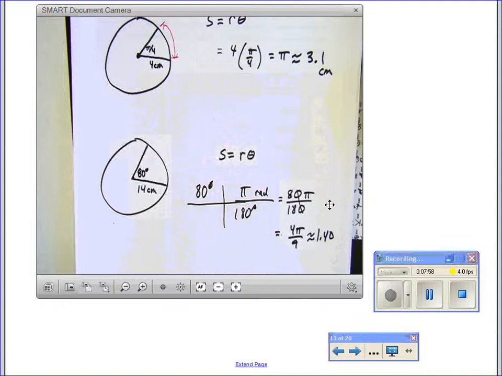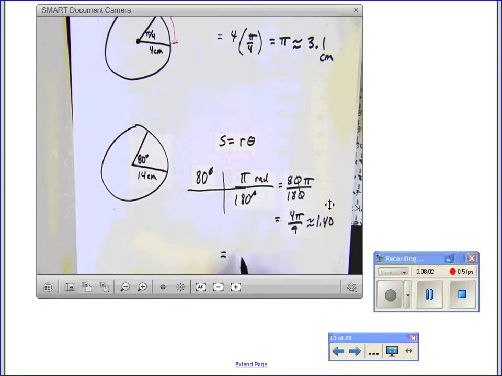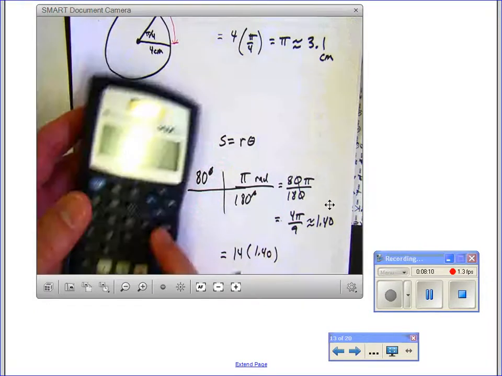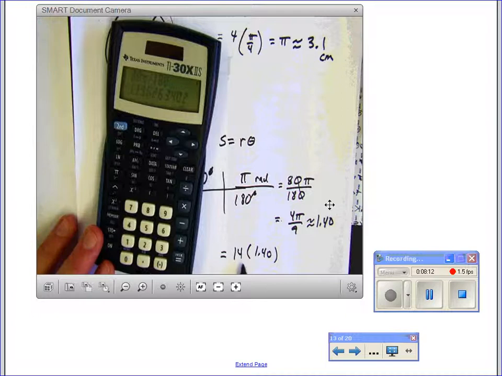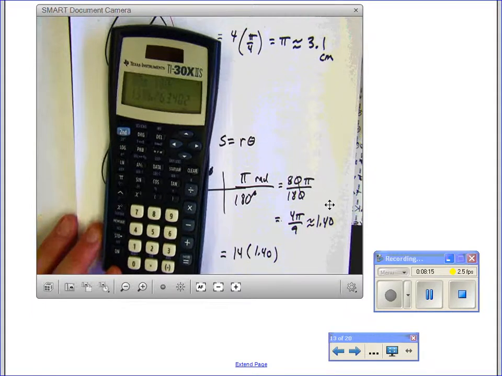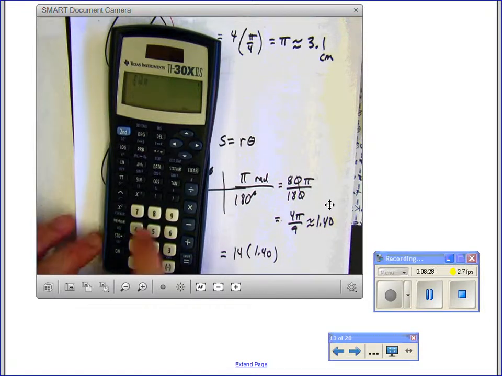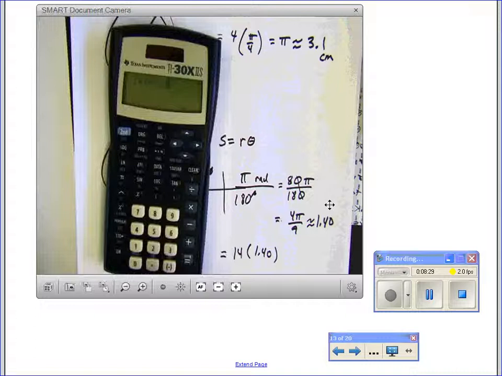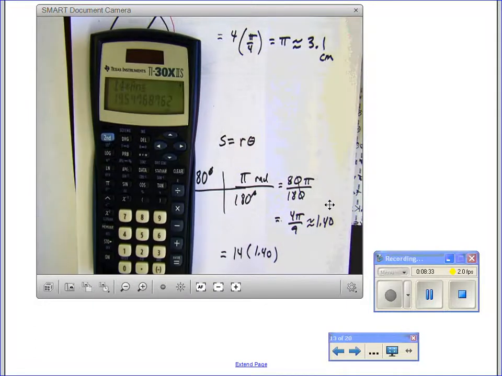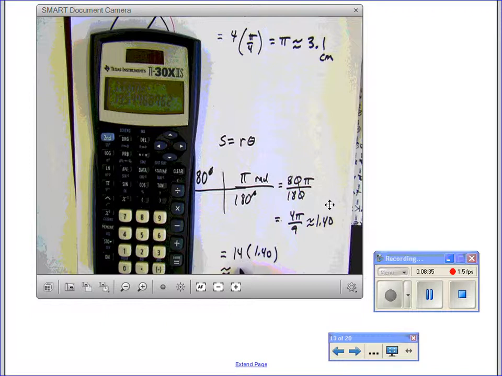Now we can find it. What are we going to do for our arc length now? Yeah, 14 times 1.40. When I punch this in my calculator, we're going to use answer, so it's accurate. That's why we don't have to put it in terms of pi, because we're using all the decimal places. If they ask for it in the form of pi, we would have to say 4 pi over 9 right there. So we got 14 times that, so we'll use answer there. Our length is about, let's just go to one decimal place, about 19.5.